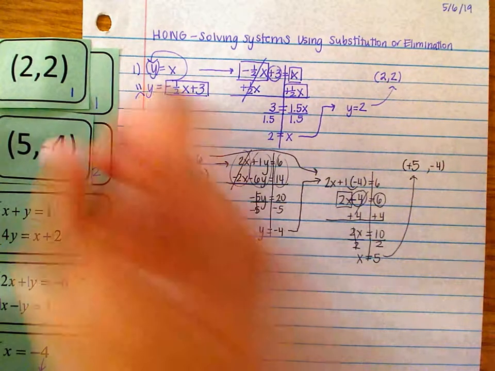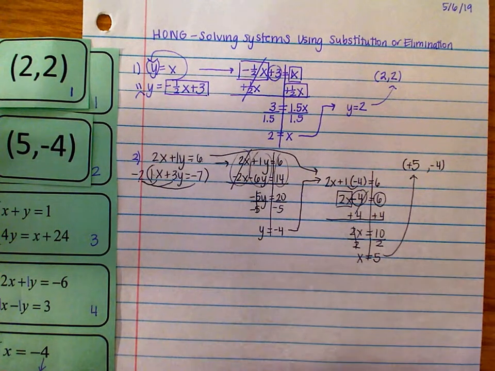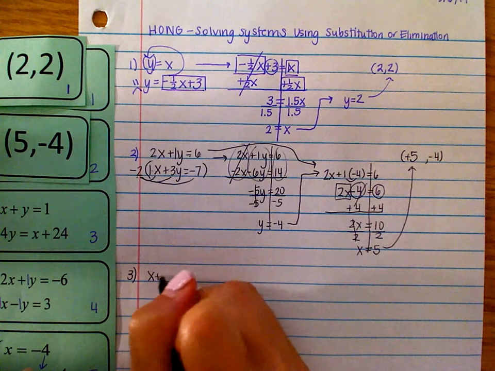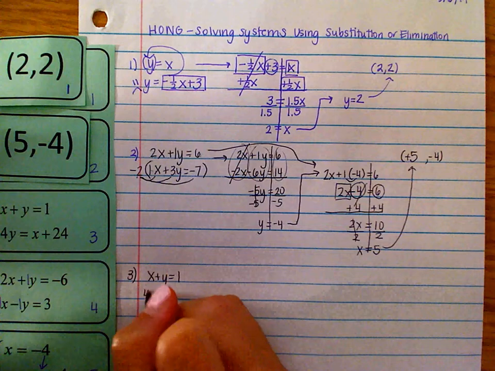All right, so I'm going to look for that answer. I see it here, 5, -4. So that's number 2. All right, number 3.